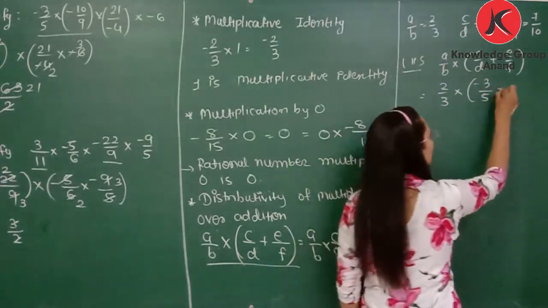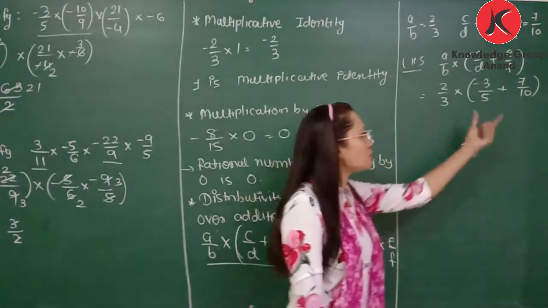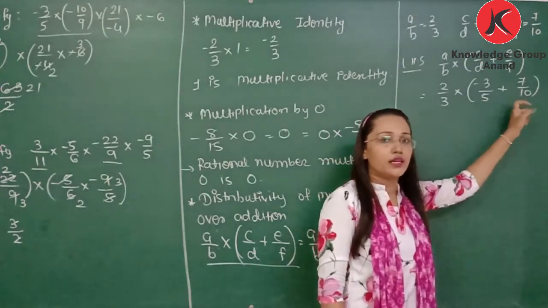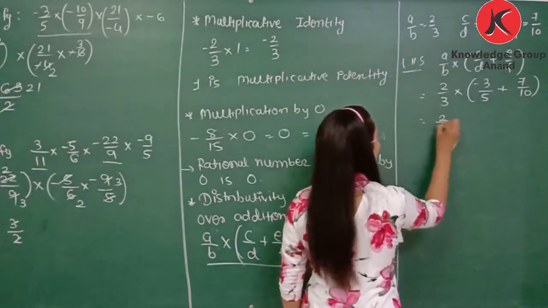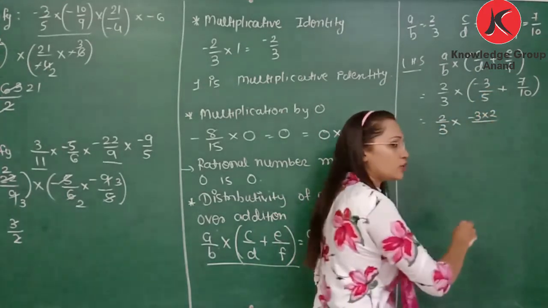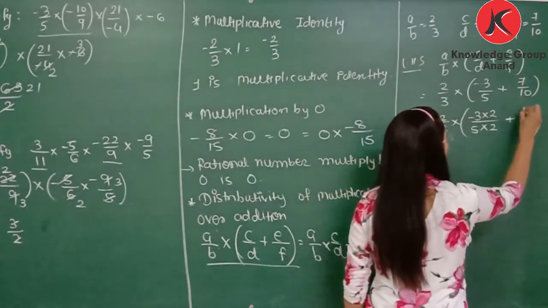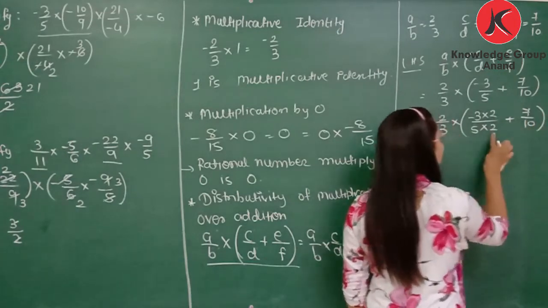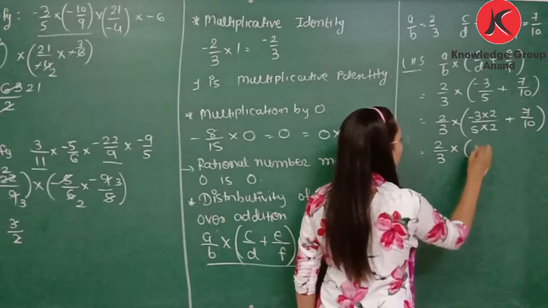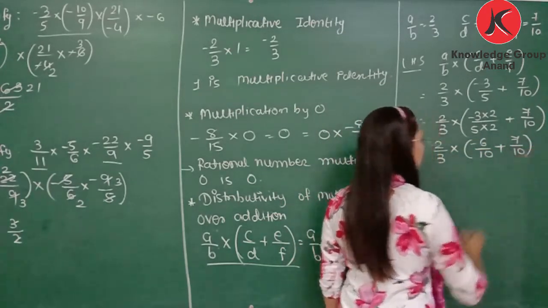C by D is minus 3 by 5 and 7 by 10, that is E by 10. Now first we will solve the bracket because the bracket is given. LCM of 5 and 10 is 10. So here minus 3 by 5 needs to be multiplied by 2 in the numerator and 2 in the denominator, because in the denominator we need 10. So here we have 2 by 3 multiplied by minus 6 by 10 plus 7 by 10.